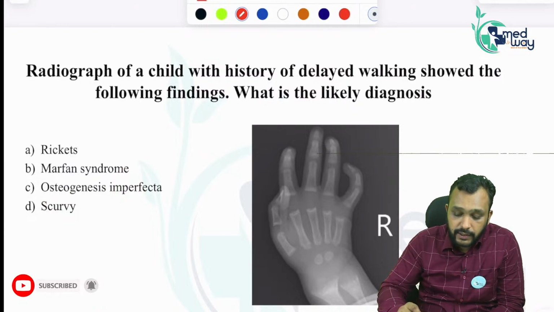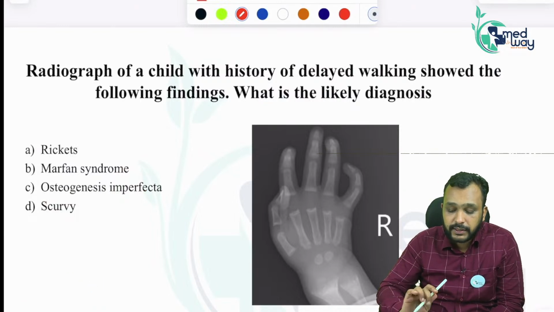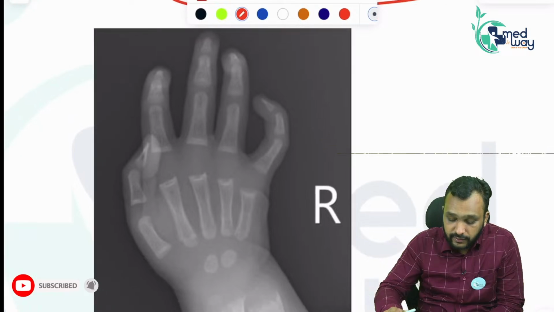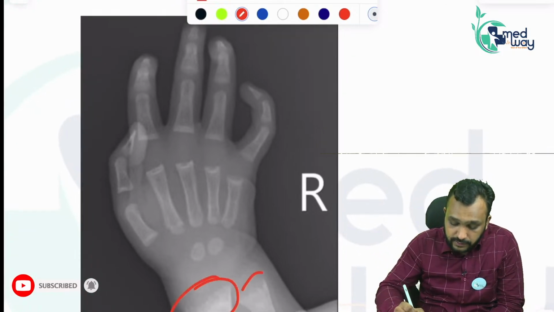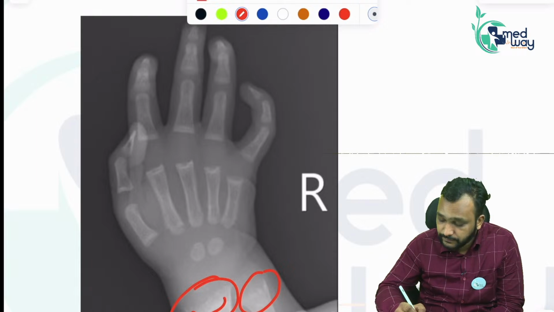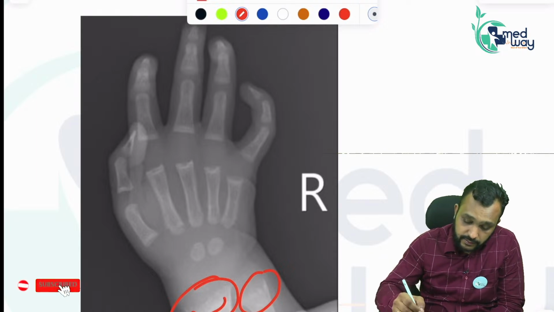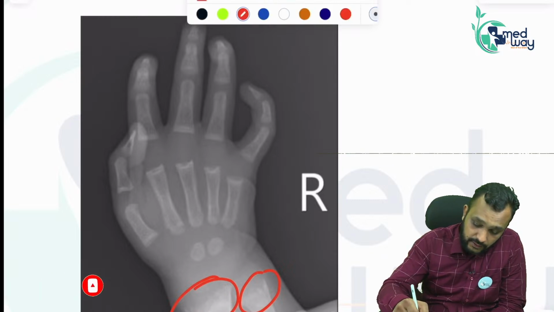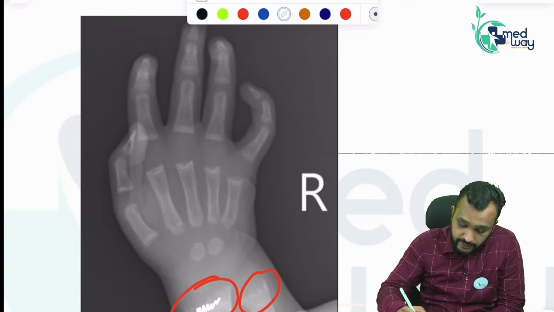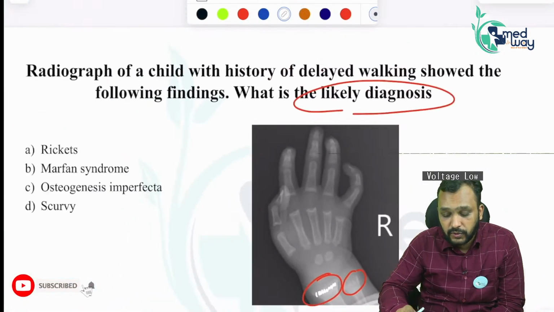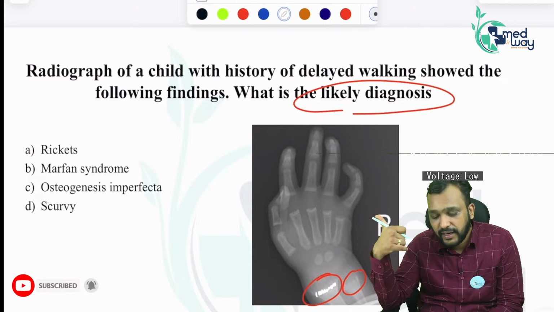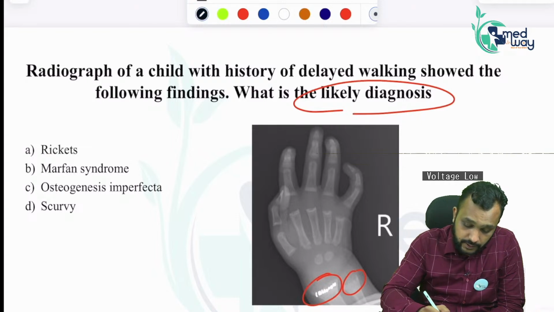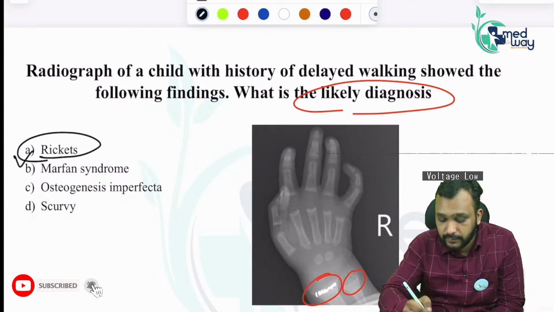ठीक है. So a radiograph of a child with history of delayed walking showed the following findings. What is the likely diagnosis? So guys, this is an X-ray of the wrist. What you can see in this wrist, there is widening of the metaphysis, okay, there is cupping of the metaphysis, and along with that we can also see that there is fraying of the metaphyseal end. So this characteristic triad of cupping, widening and fraying of metaphysis, this is seen in patients with rickets. Very good, very good.